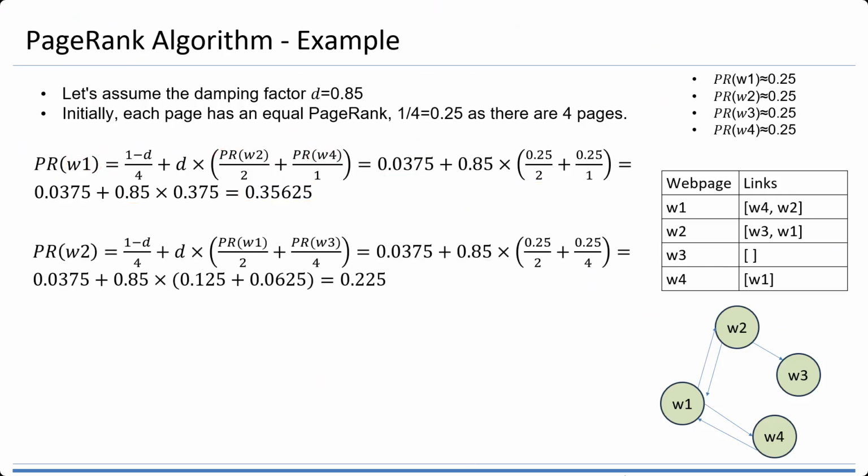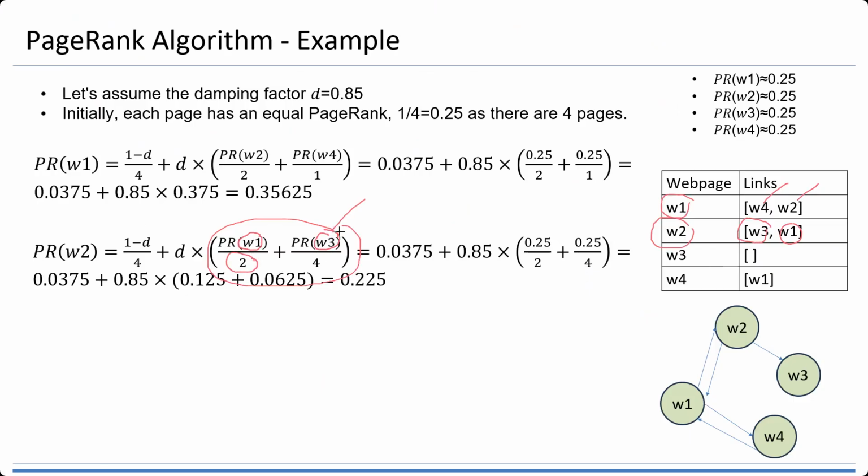What about the page rank of W2? The same, we can calculate. For W2, we have (1 minus d) divided by 4 plus d multiplied by the summation. In the summation, you can see here that W2 is connected with W3 and W1. So W1, W3. And if you look at W1, we have 2 outgoing links, so we divide by 2.